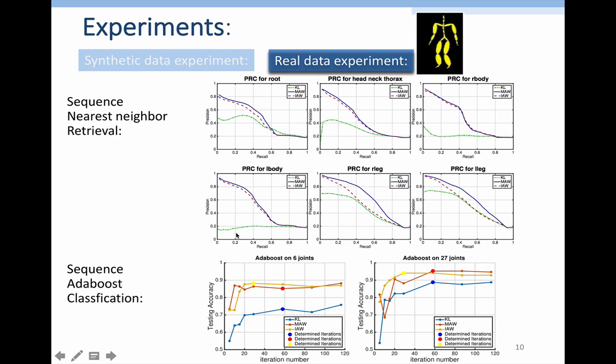For the real data experiment, we use CMU human motion time series data for retrieval and classification. We again find MAW and IAW perform better than KL in terms of area under the curve for retrieval and classification accuracy.